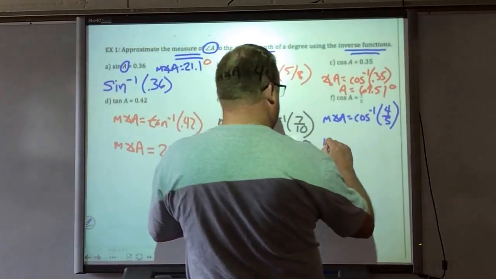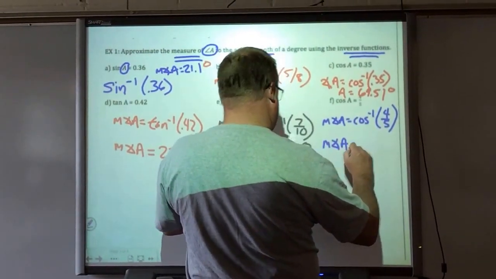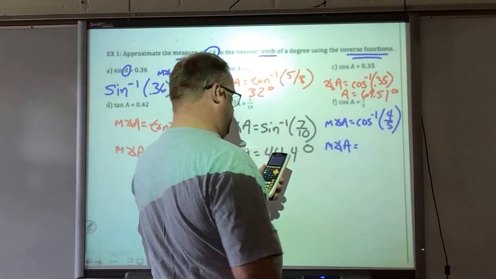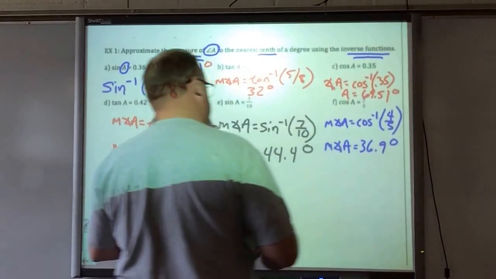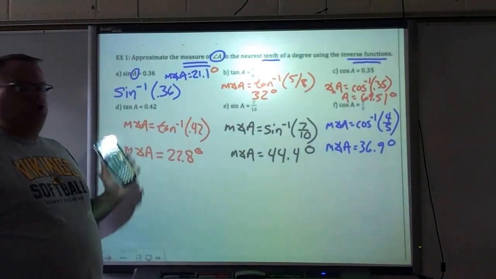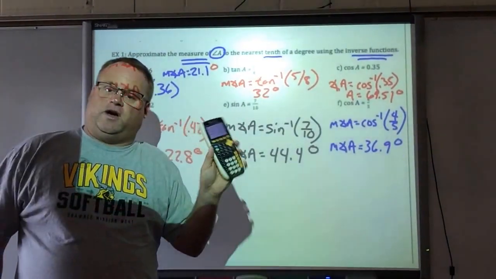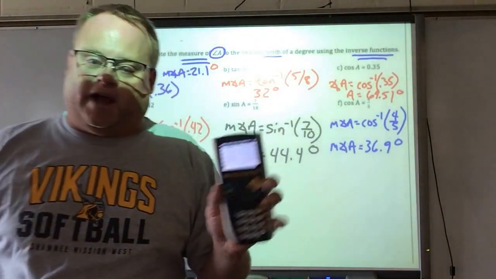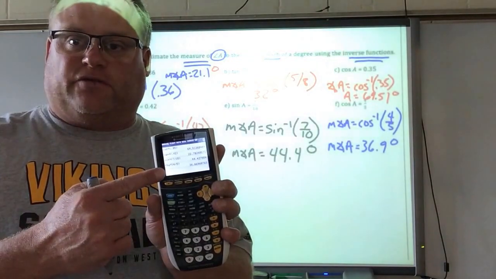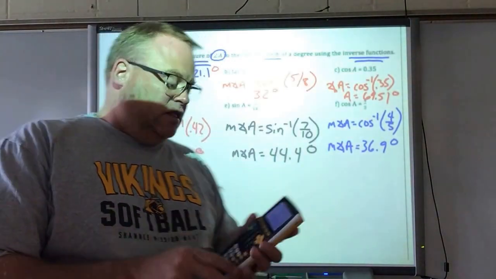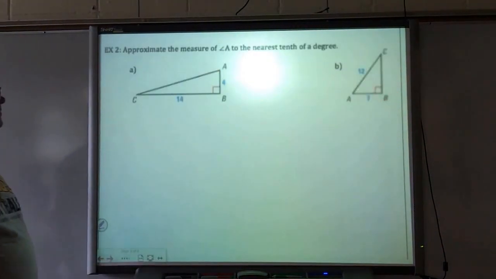I've got the measure of angle A is equal to 36.9 degrees. All right. You should be able to get all this the same way, just making sure we plug it into the calculator. You can see that I'm doing it with you. All of mine are still listed for you. All right. Let's move on and solve some of these.